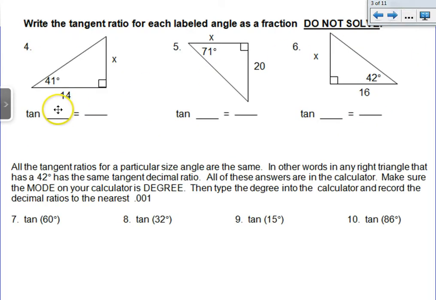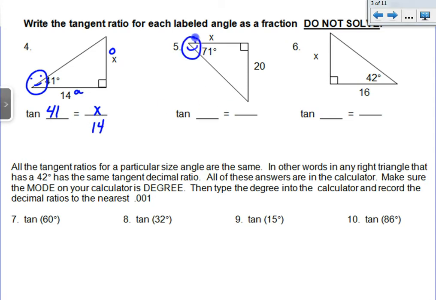Next, we have a triangle. We're not going to solve this, we're just going to set up what we would have set up to solve it. So the angle they gave us is 41 degrees, so we'll say the tangent of 41 degrees is opposite over adjacent. So the way our triangle is labeled, that would be x over 14. Don't worry about solving, we're just setting them up.